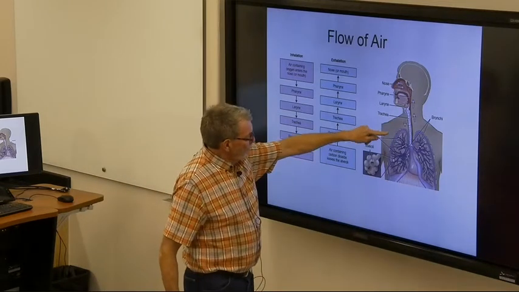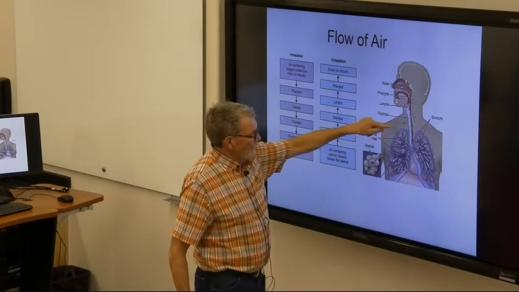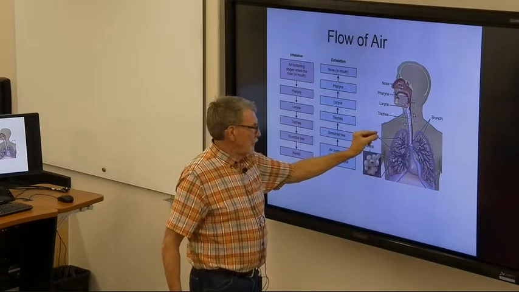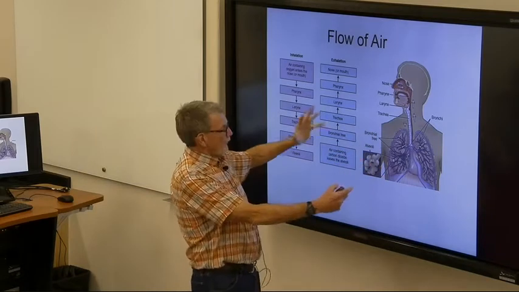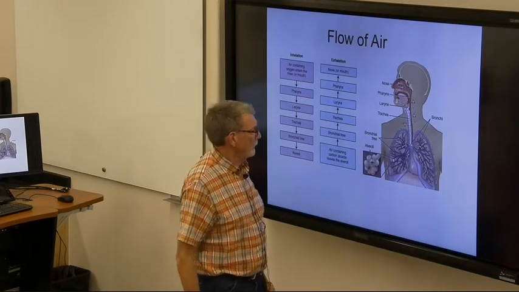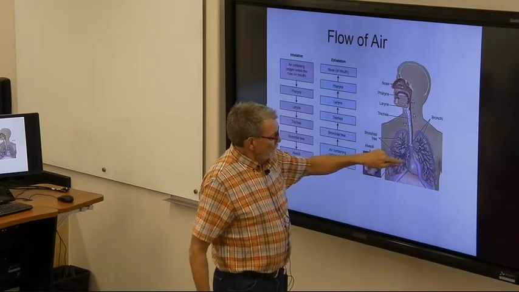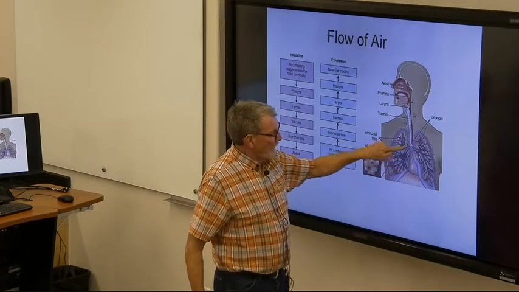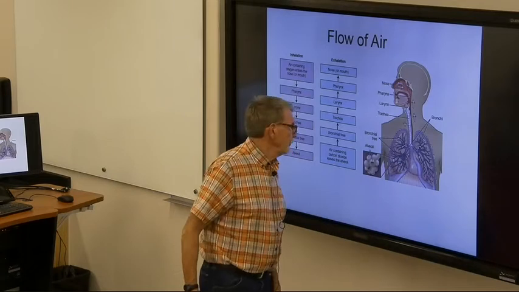The lungs, the pleural space around the lungs is a little vacuum sealed place that helps suck the lungs against your chest wall and hold them open. The mediastinum is between them, is where the heart sits.